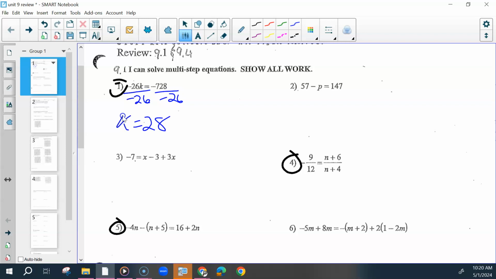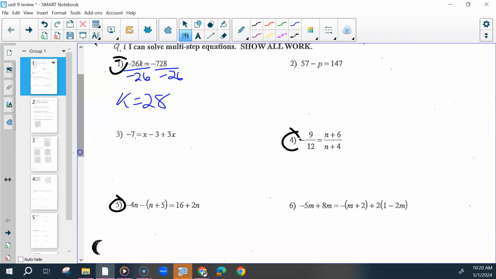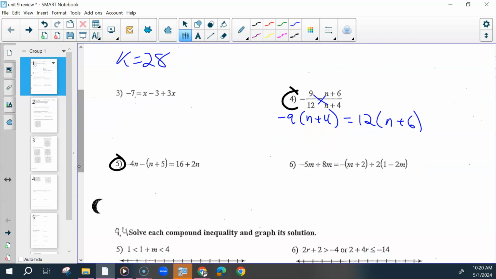For number 4, it is a ratio or a proportion, so you have to cross multiply. Whether you put that negative with the 9 or the 12, it doesn't matter. I'm just writing each step. So not multiplying across, but diagonally multiplying. We have negative 9n minus 36 equals 12n plus 72.